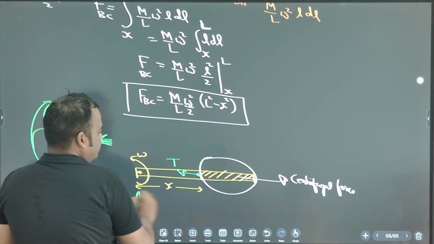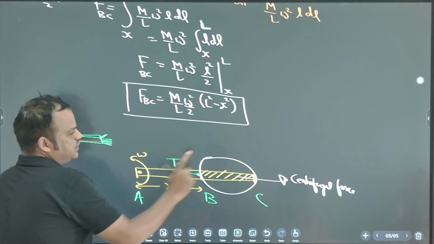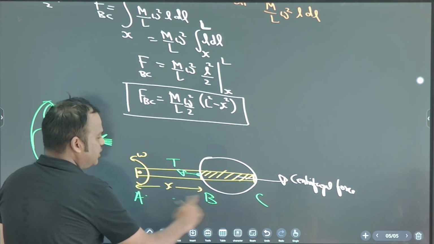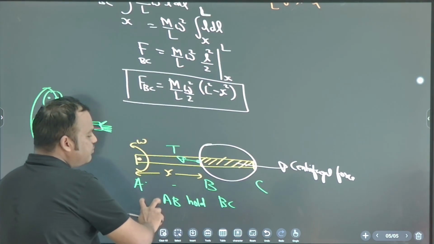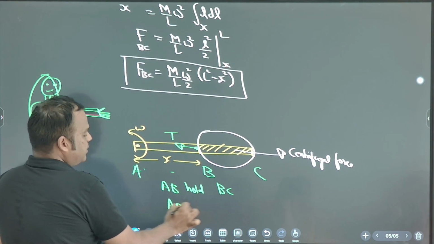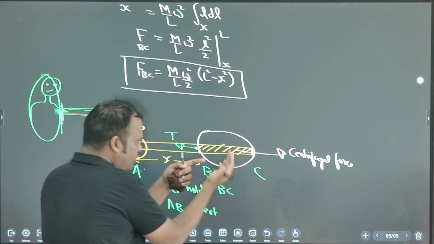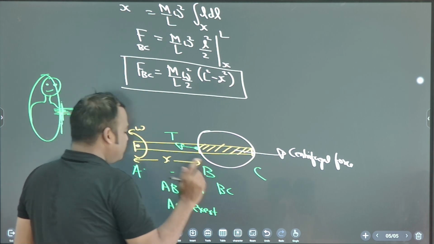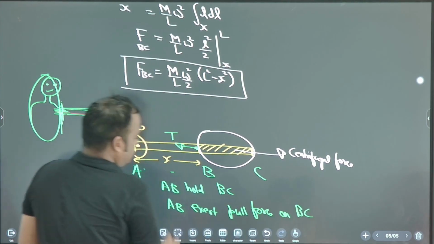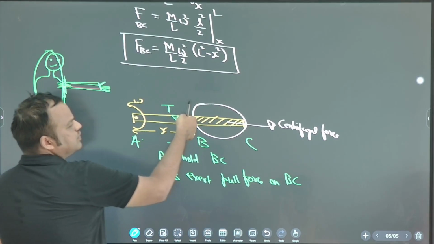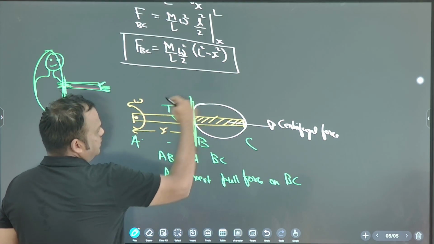So this BC wants to go away because of which force? Centrifugal force. So AB will hold BC. That hold means what? Force. So AB exerts a push or pull force. Is AB exerting a push force on BC or a pull force on BC? Pull force. AB exerts a pull force on BC. Understood? And where? At which point? At B. So that pull force is tension. Understood?